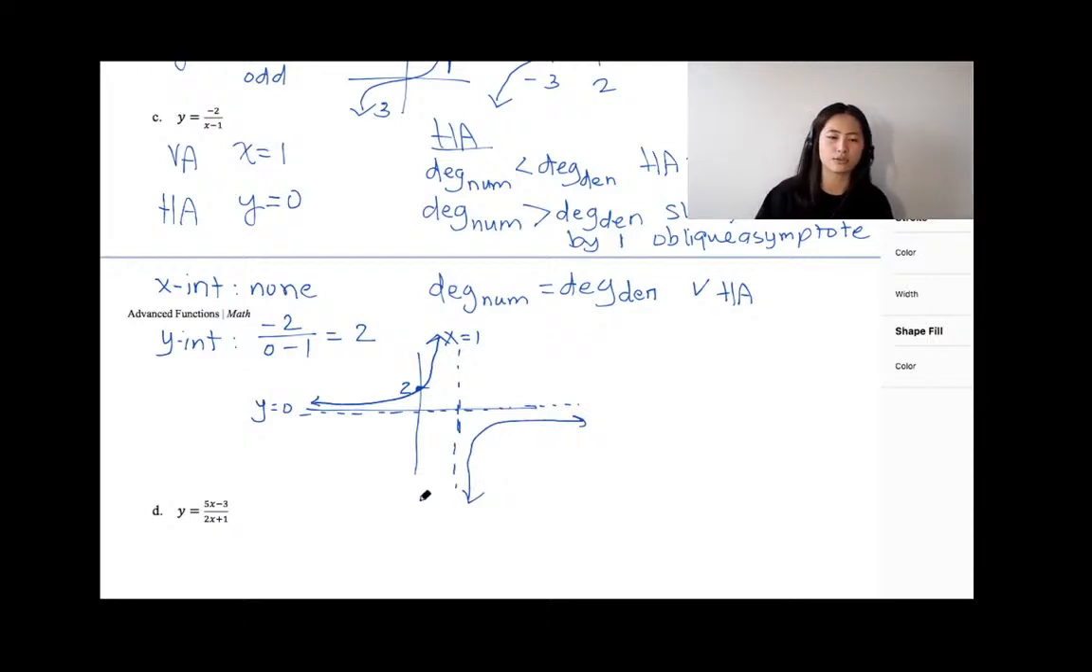We're going to do a lot of concepts relating to rational functions because I know a lot of students just struggle with graphing in general. So that's why I'm starting with graphing for advanced functions. And then we'll move on to applications.